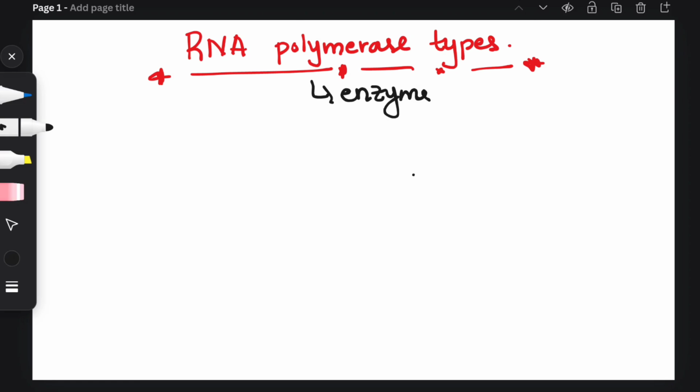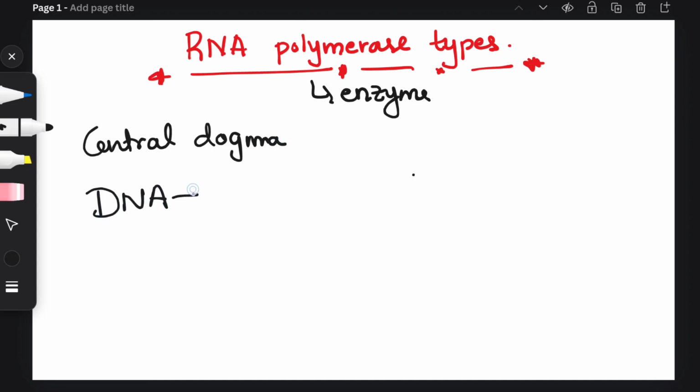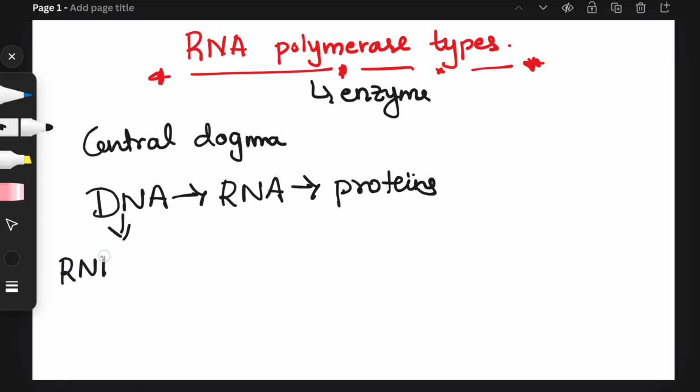Now this RNA polymerase plays a very crucial role in the central dogma. So in the central dogma, what happens? We all know that the DNA expresses itself and forms the RNA, and then that RNA makes the protein. So the genes of the DNA that are expressed are read by the RNA polymerase. This RNA polymerase reads the genes of the DNA and then forms the RNA.